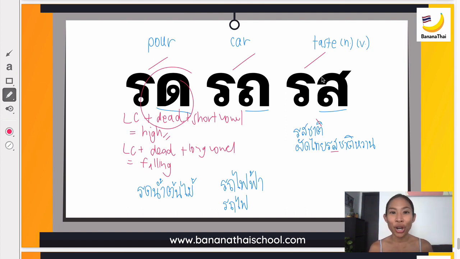Your homework is to name the words that are pronounced the same but written differently and have different meanings. Please comment below the examples of homophones that you know.